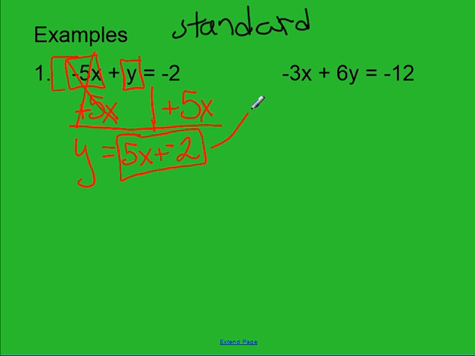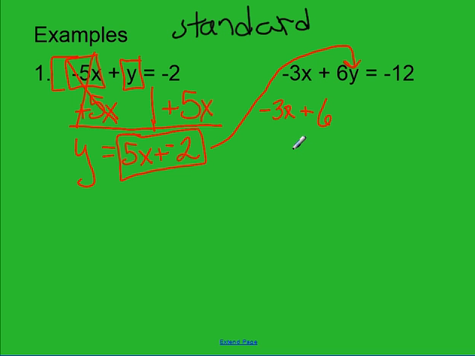So I can take that and plug it in for y. Let me show you how you do that. You're going to leave the rest of the equation exactly the same. So I'm going to keep negative 3x. I'm going to keep my plus sign. I'm even going to keep my 6. But then instead of y, I need to put 5x plus negative 2.